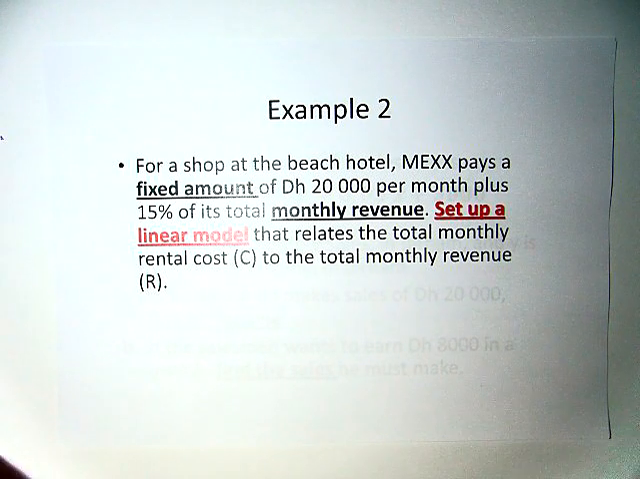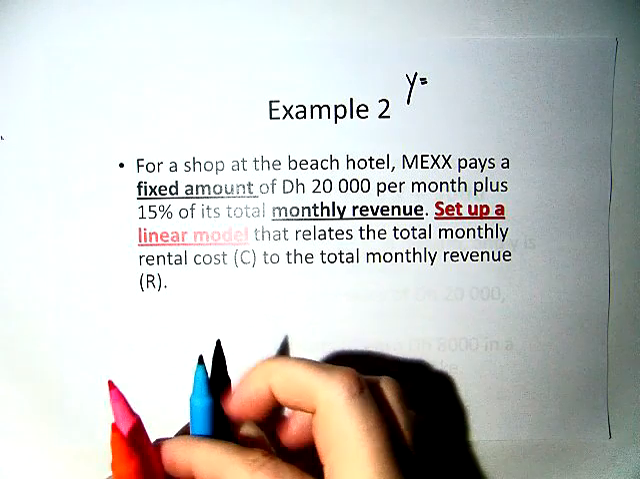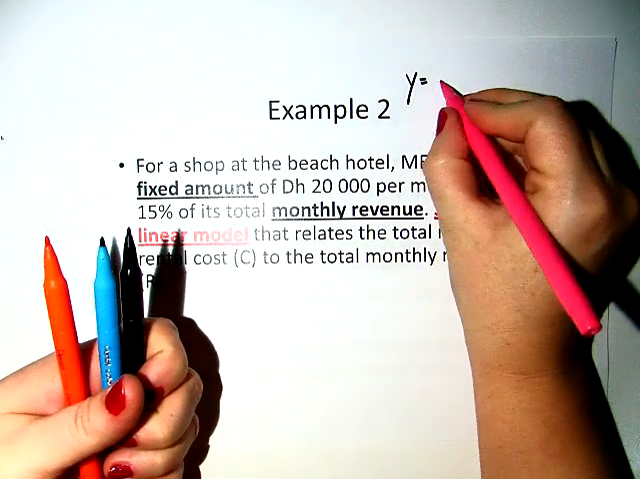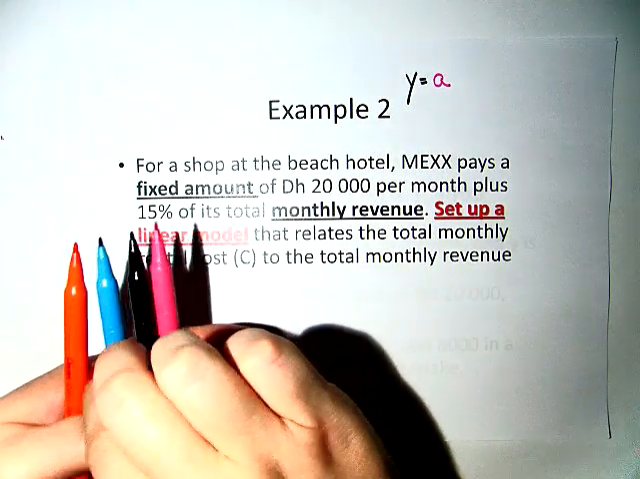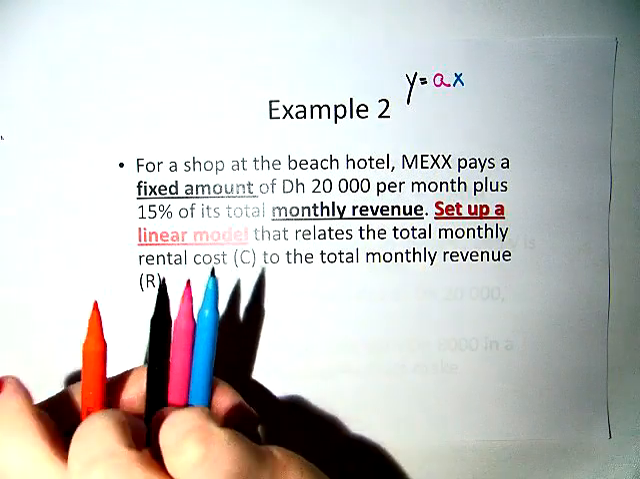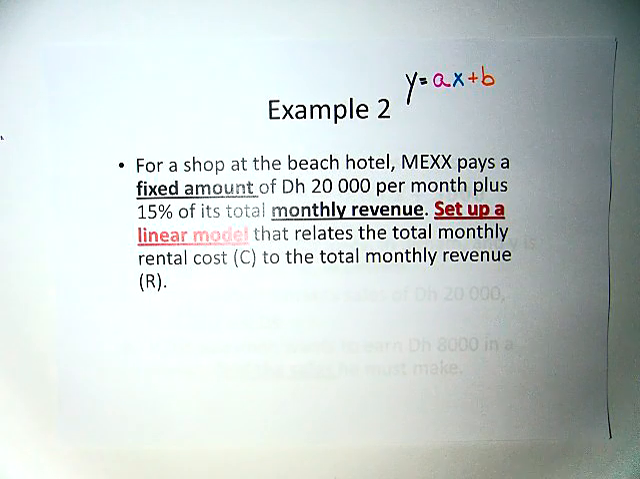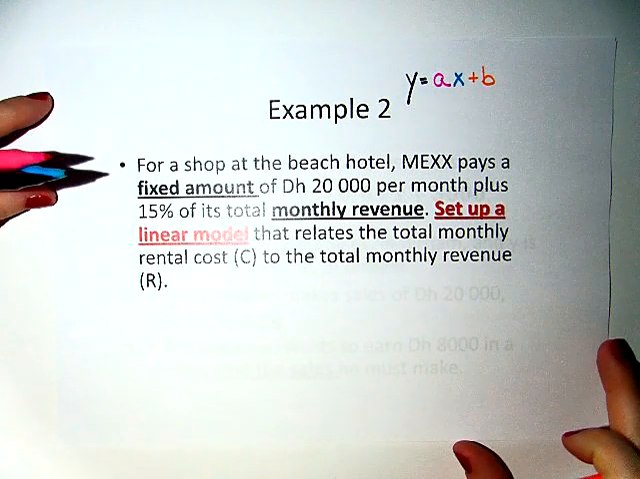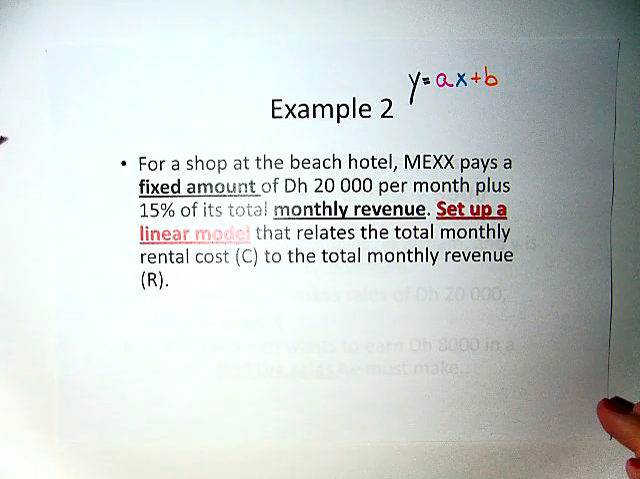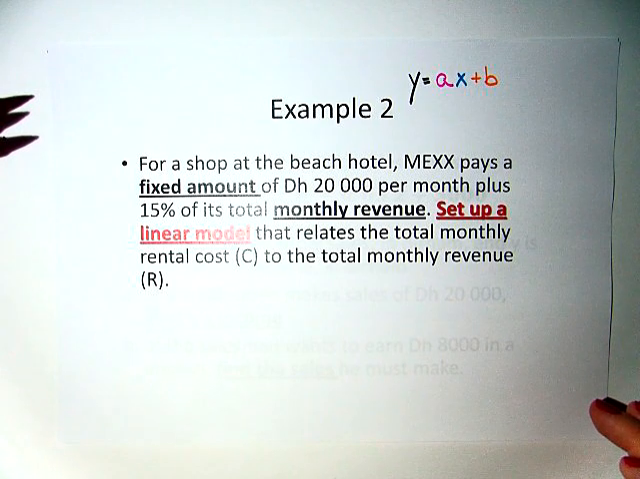So as we previously learned, we have the equation y, which is our dependent variable, equals a, which is our slope, or what changes, times x, which is our independent variable, plus b, which is our constant, or the thing that doesn't change. For a shop at the Beach Hotel, MEX pays a fixed amount of $20,000 per month.